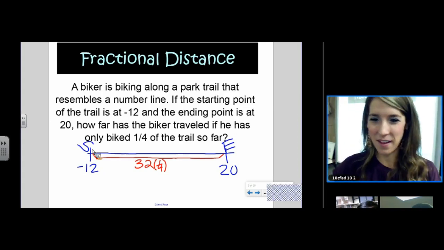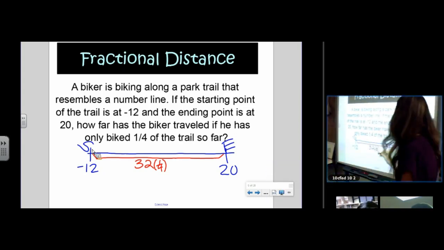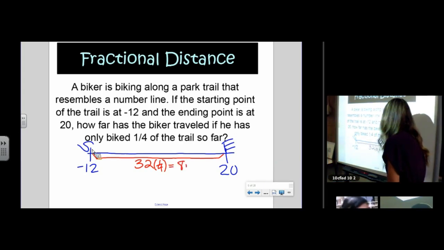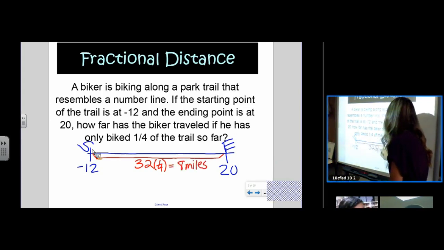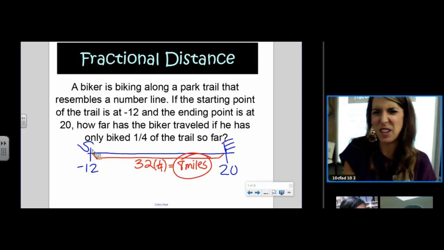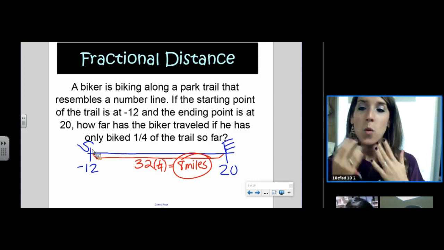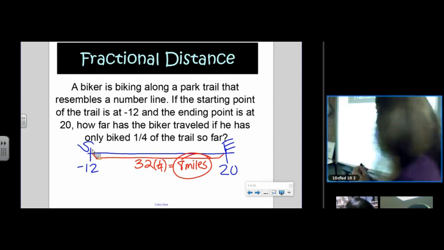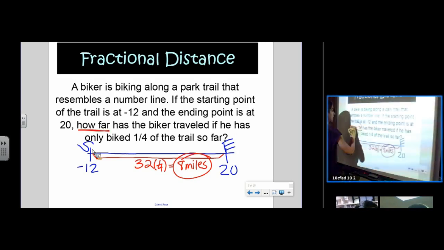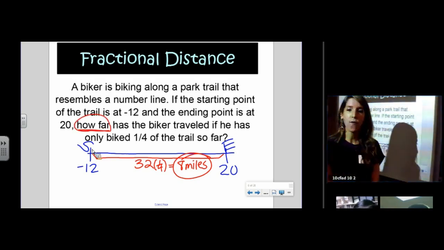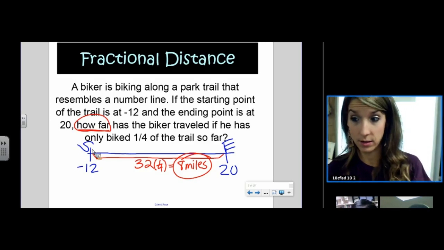It's the same as dividing by 4. Very good. I'm just putting miles here, even though the problem didn't say miles. I like having units. It bothers me when I don't have units. So that's the end. This one only had 2 steps. We found the distance. We multiply it by the fraction. How far has he biked? He's biked 8 miles.